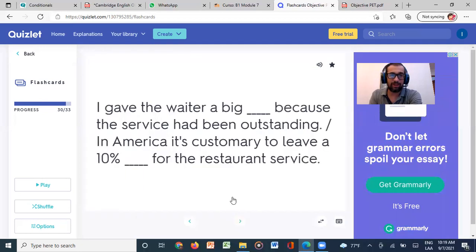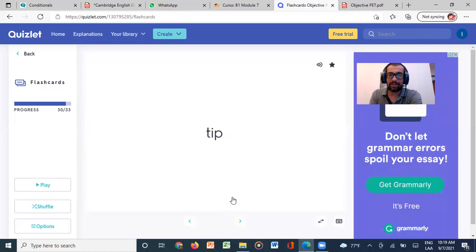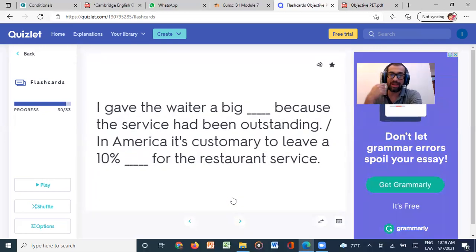Let's go with 30. Tip, right? I gave the waiter a big tip because the service had been outstanding. So remember, the tip is what you give to the waiter or the waitress in a restaurant.